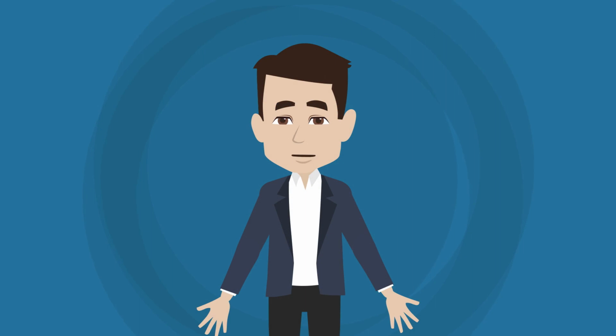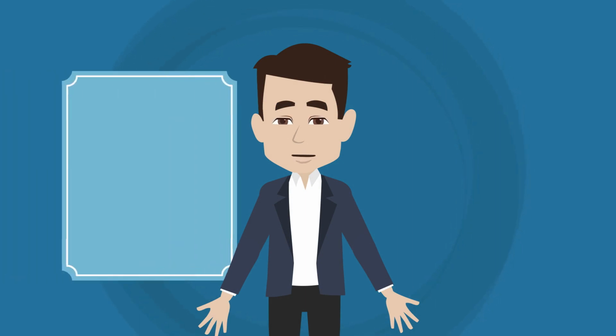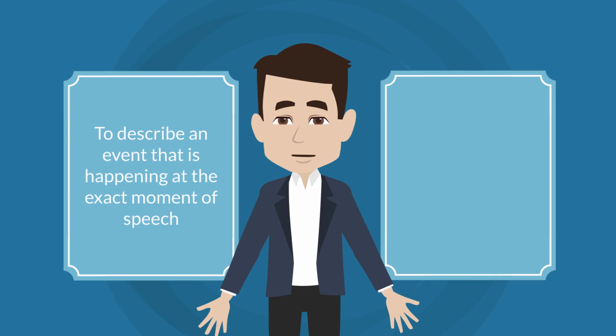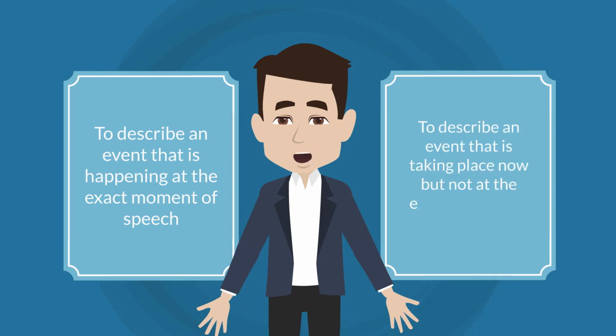Therefore, the two main reasons we can use the present continuous verb conjugation are to describe an event that is happening at the exact moment of speech, and to describe an event that is taking place now, but not at the exact moment of speech.